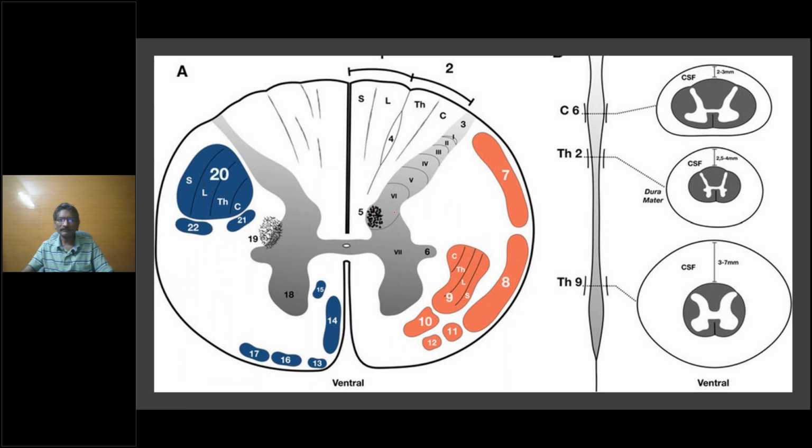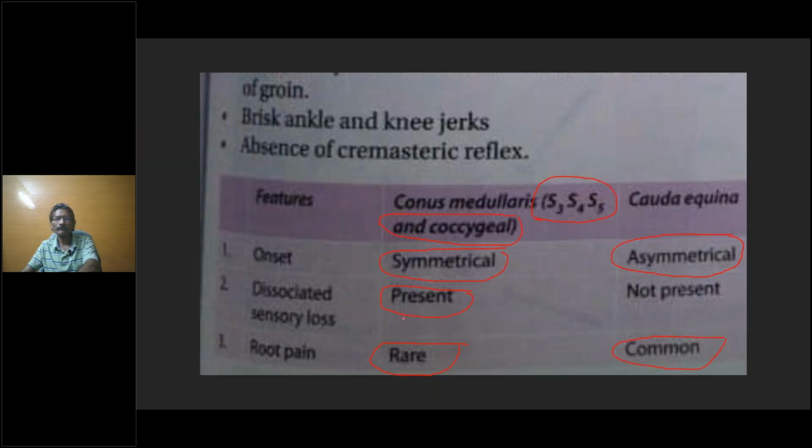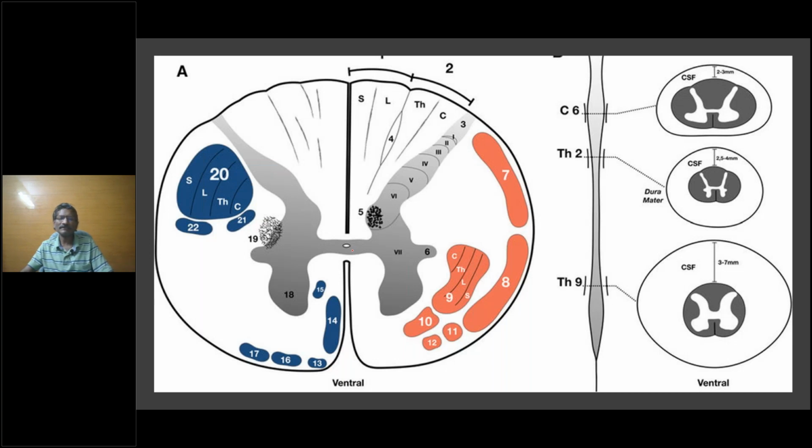So three things are given there. Dissociated sensory loss will occur only when the lesion affects the center. Second thing, what we told was, I'll just club joint position sense also here. Okay. So dissociated sensory loss will be there only when the central part is affected. Sacral fibers will be spared only when the lesion is again central. Joint position sense will be affected only when the lesion extends to this part.